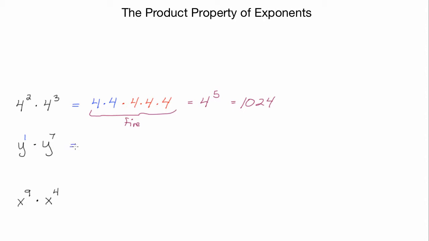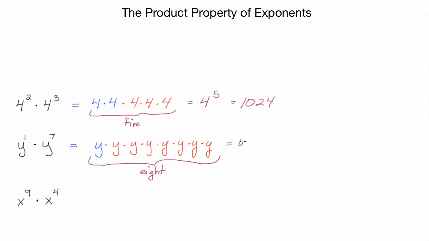Let's write that in expanded form. So I have 1 y, and I'm multiplying that now by 7 y's. So let's do 1, 2, 3, 4, 5, 6, and 7. Well, now how many y's do we have all together now? Well, we've got 8 of them. So it looks like I could rewrite all of this as y to the 8th power.